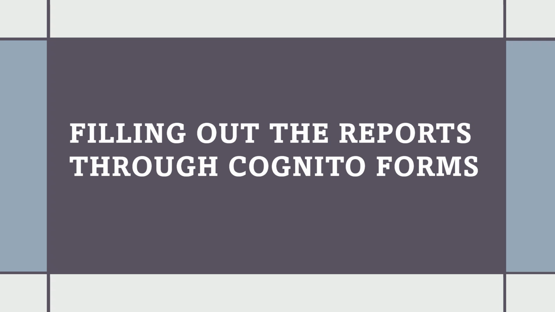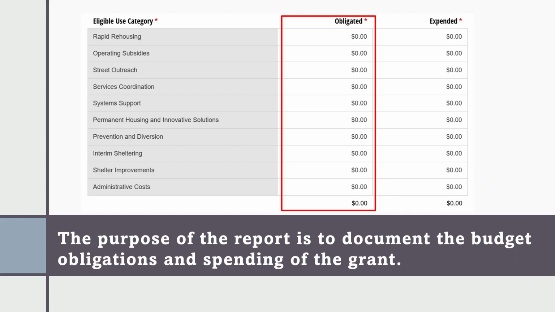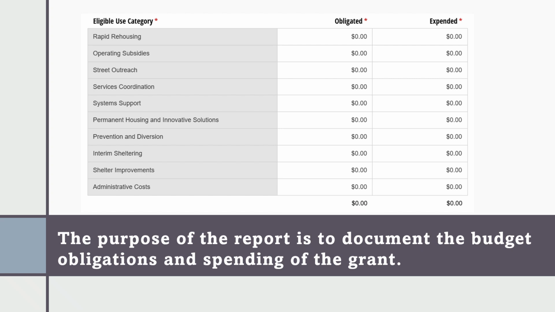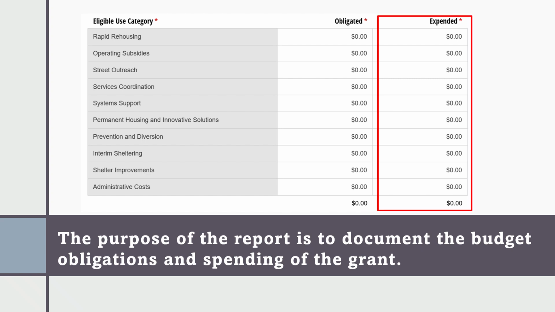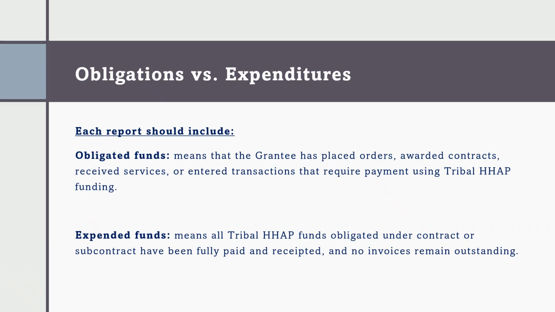Filling out the reports through Cognito forms. The purpose of the report is to document the budget obligations and spending of the grant. There are 2 columns that will request each grantee to fill out. The report will ask the grantee to share their budgeted items under the obligated column, which means any orders placed, awarded contracts, received services, or entered transactions that require payment using Tribal HAP funding.